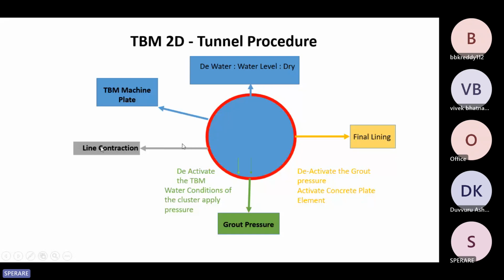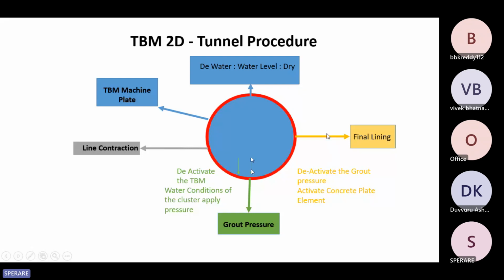After that, you go for the line contraction, because as the tunnel boring machine moves forward, there might be sliding of soil, or the deformations and settlements will not be good. So that's why we go for line contractions. After the line contractions, you have to deactivate the tunnel boring machine. The water conditions of the clusters will apply some kind of pressure. So this is the line contraction of 0.5 pressure, that particular water pressure that you need to apply. That is nothing but our grouting pressure.